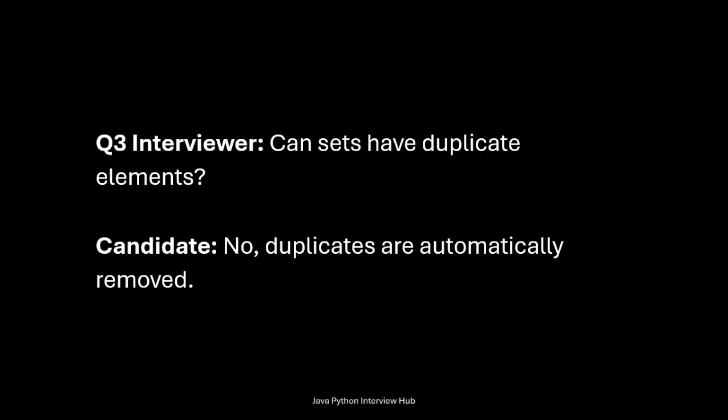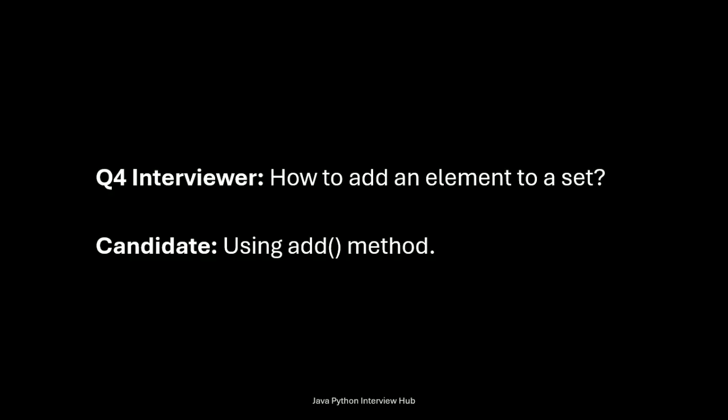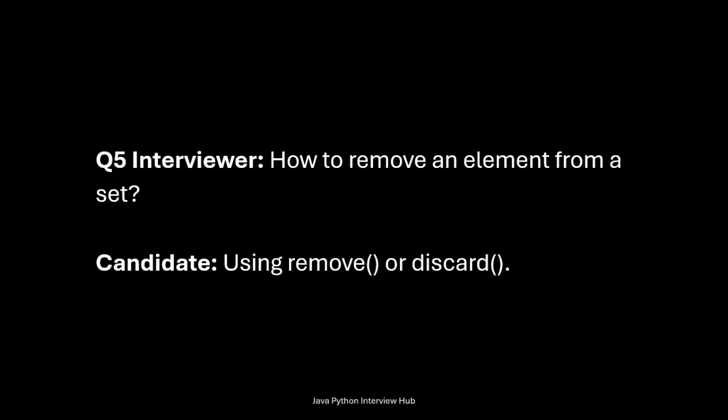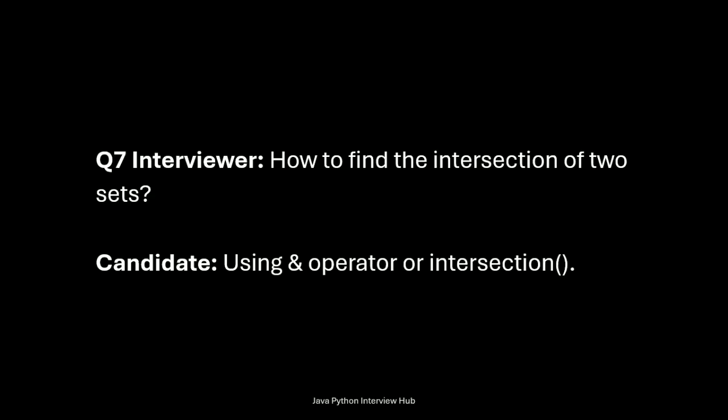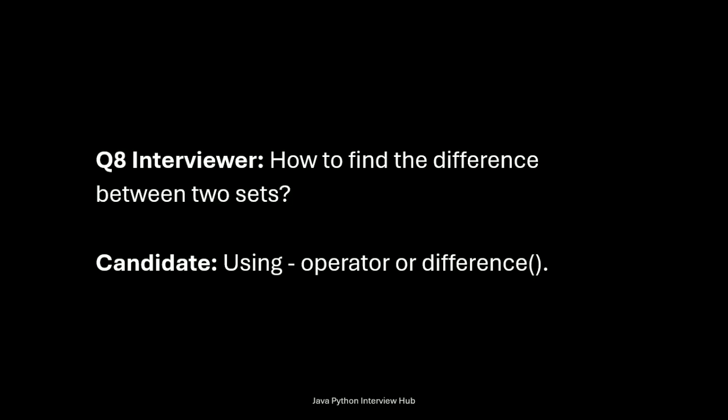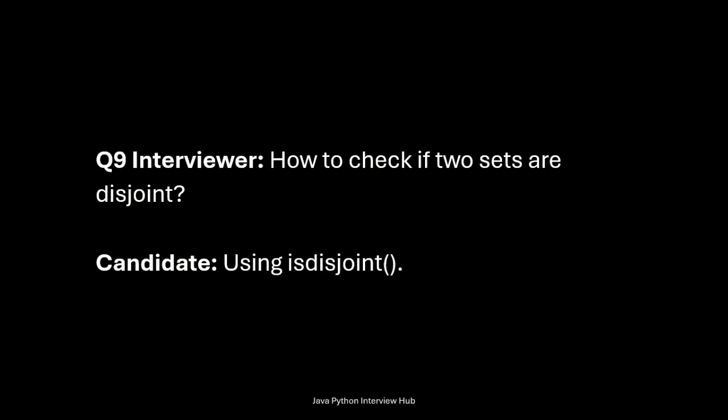Right? Let's move to the next. How to add an element to a set? By using the add method. Next is how to remove an element from a set, by using the remove or discard. How to find the union of two sets by using the pipe operator or by using the union library function. How to find the intersection by using the AND operator and by the intersection library function. How to find the difference between two sets by using the minus operator and the difference library function. How to check if two sets are disjoint by using the isdisjoint boolean method.